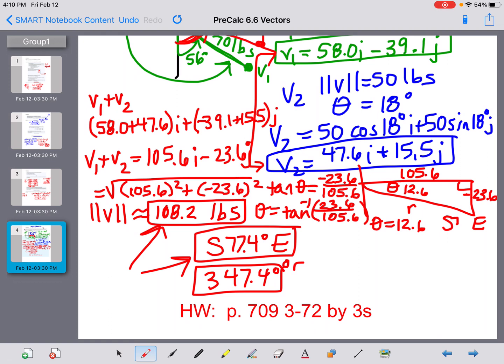All right, this is the hardest problem probably on the vectors. They're pretty straightforward, but if you're struggling on them when you're practicing, you need to practice before you tell me you're struggling on them. Page 709, 3 through 72 by 3s. A lot of them go really quickly, but practice some, make sure you're on the right track. And let me know if you have any questions.